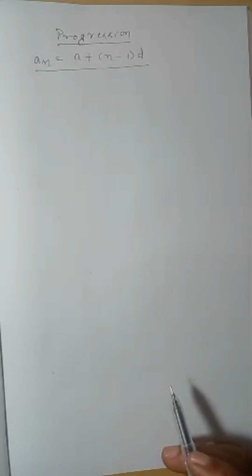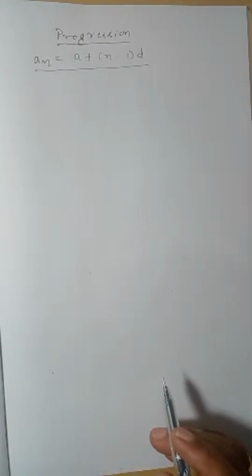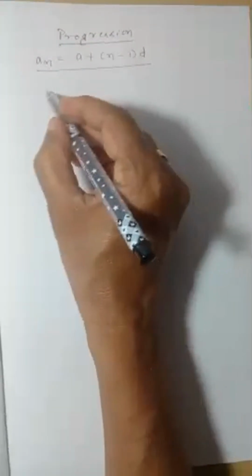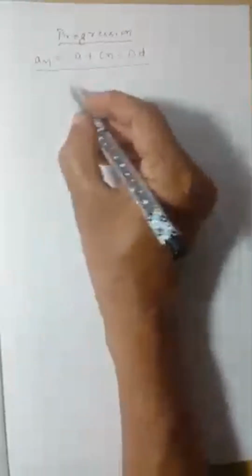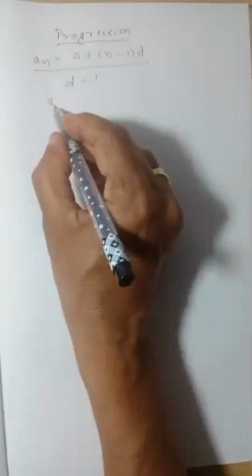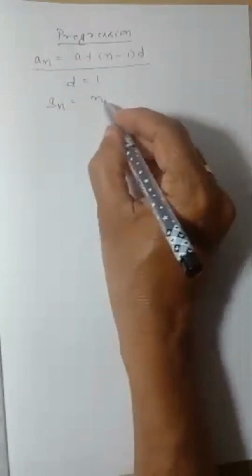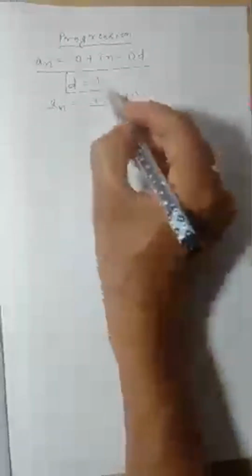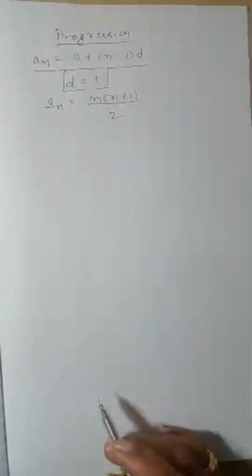Now, how to add the terms of the arithmetic progression? There also you learnt some relations in the form of formula. The first one is to find the sum of the natural numbers. If d is equal to 1, what formula to use? S_n is equal to n into n plus 1 divided by 2. It is only for natural numbers. Why? Because the common difference is exactly equal to 1.